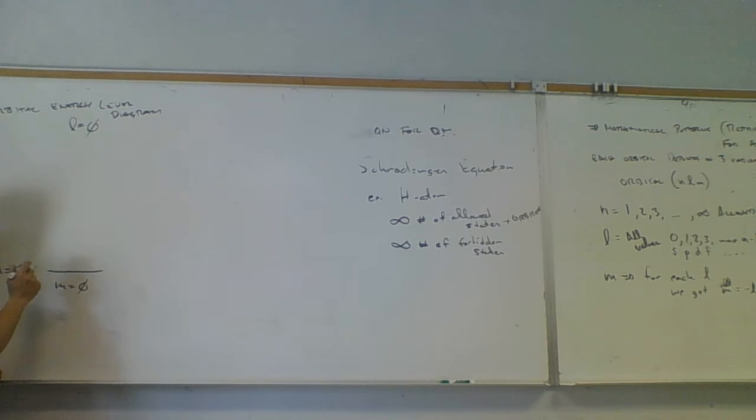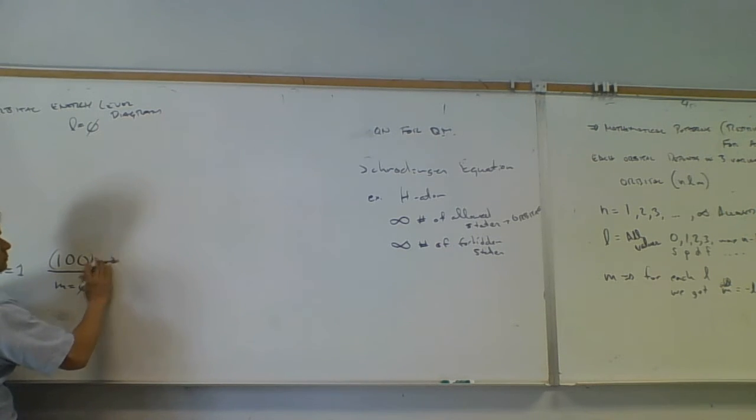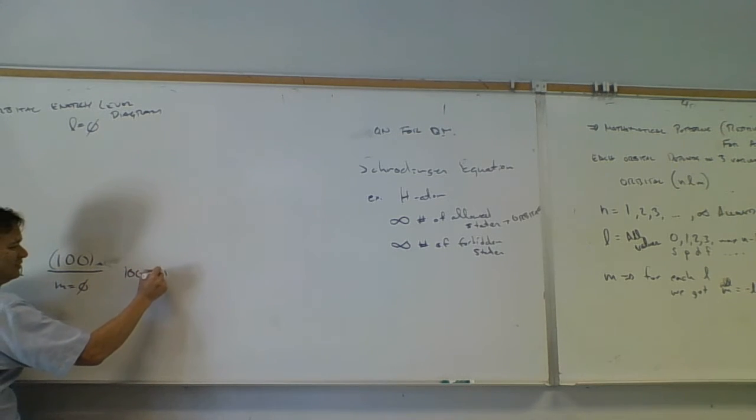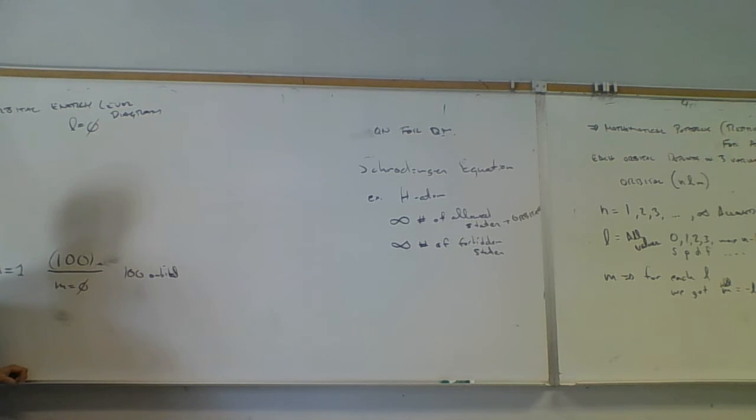And so the first allowed state we write like this. We write in the n, l, m designation. n 1, l 0, m 0. This is called the 100 orbital. That's allowed. Well, 100 is a mouthful. And so what some people do is they'll just shorten this and they'll call it the 1s orbital.